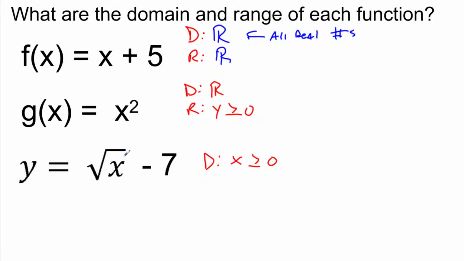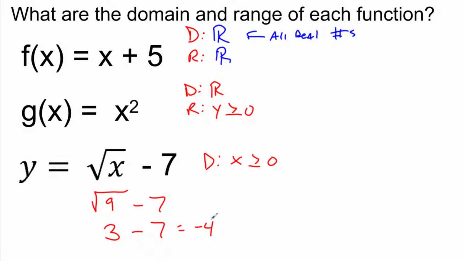Now we want to ask a different question. When I take the square root of something, what comes out? Let's take our example and plug a 9 in here. If I plug in an x value of 9, this is going to be the square root of 9 minus 7. The square root of 9 is 3, minus 7, and that's negative 4. So it looks like I can get some negatives to come out of this.